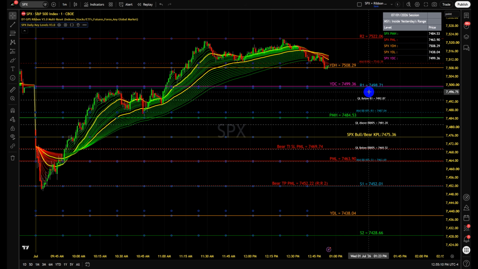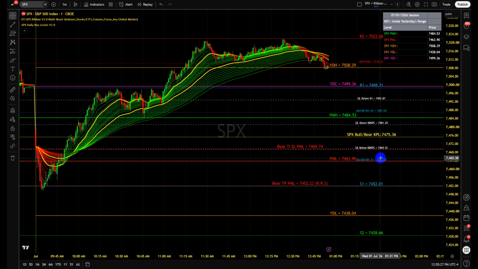QL below R1, that would be your tight stop loss on the bullish trade at R1. Midpoint below is the standard stop loss. On a bearish trade on R1, it's just the reverse: QL above R1 or midpoint above R1, as an example. It works the same way on all the other main key levels. For contextual levels, you go into the user control panel to set the stop loss.